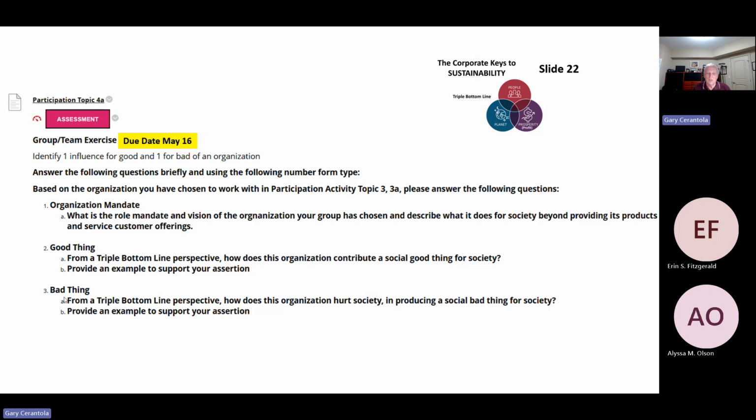And the next one is, what's a bad thing that's possible that could happen, from a triple bottom line perspective. Maybe it's not doing as good as it should, in terms of environmental protection or whatever. Provide that example. And again, tell me why it matters. And I'm not looking for large paragraphs, but be economical, yet be very focused on what I'm asking you to do. Okay. So that's participation topic 4A.